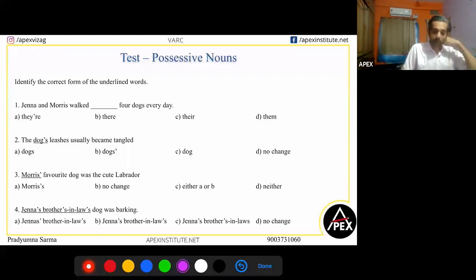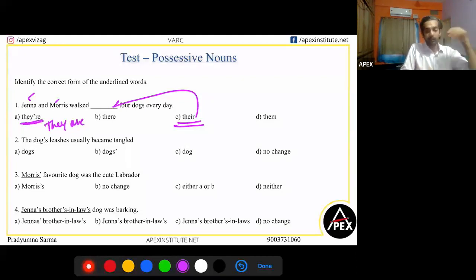So, Jenna and Morris walked dash four dogs every day. Now see, these two are nouns, right? So what is the possessive noun amongst these? The possessive noun is their. The other one is a contraction, they're. Please remember, there's a difference. So this is called a contraction, and option C is known as the possessive form.